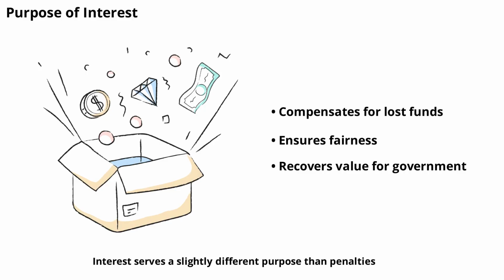Interest serves a slightly different purpose than penalties. While penalties are meant to punish or deter, interest is primarily about fairness and compensation. When taxes are paid late, the government misses out on funds it could have used for public services. Charging interest ensures that late payers don't get an unfair advantage over those who pay on time. It also helps the government recover the value lost due to delayed payments.